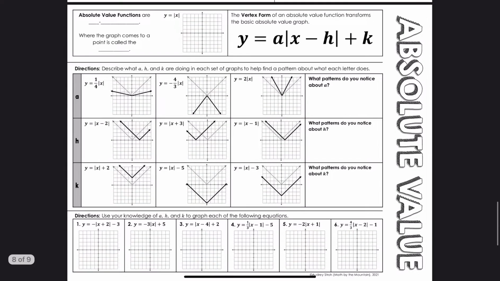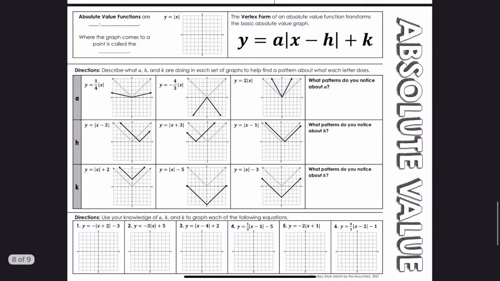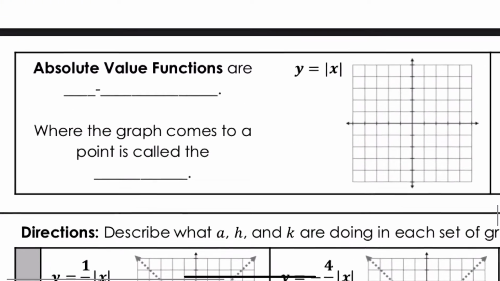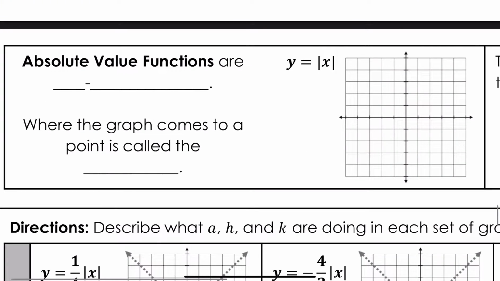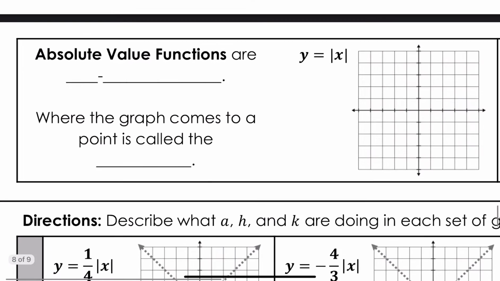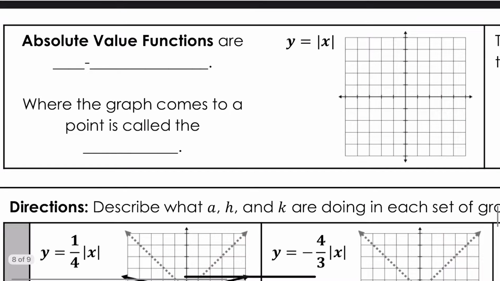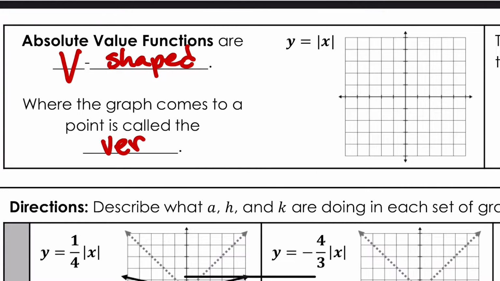Alrighty. So going into the inside of our notes, I'm going to go to the very top here where it says absolute value functions are V-shaped, like the letter V. Where the graph comes to a point is called the vertex.